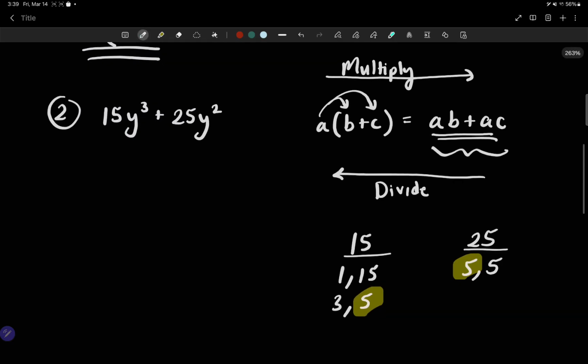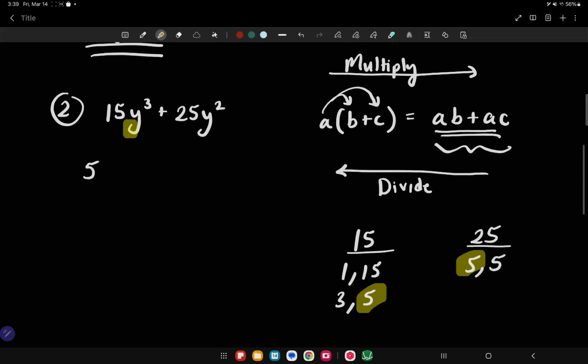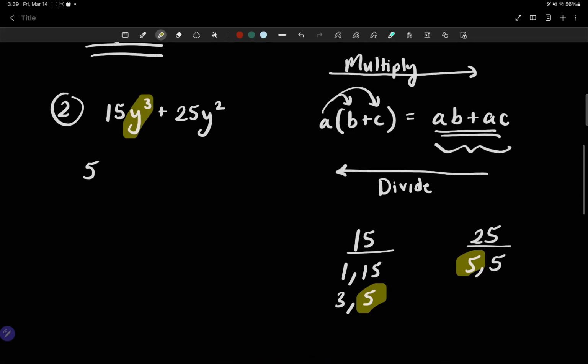So I want to factor out a 5. Now, I want to look at the variables. I see I've got 3 factors of y here and 2 factors of y here. Because that second term only has 2 factors of y, that's the most I can factor out. So I'm going to factor out a y squared.